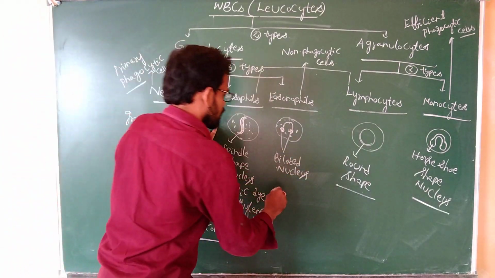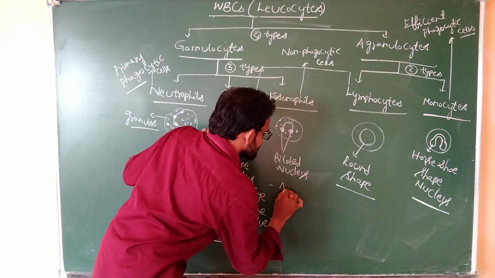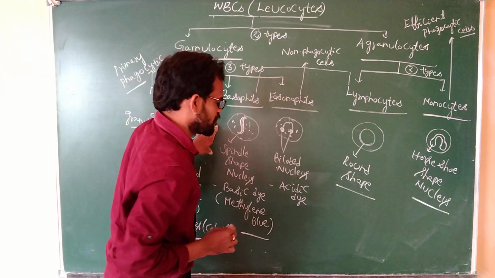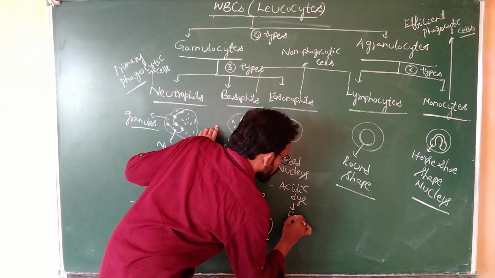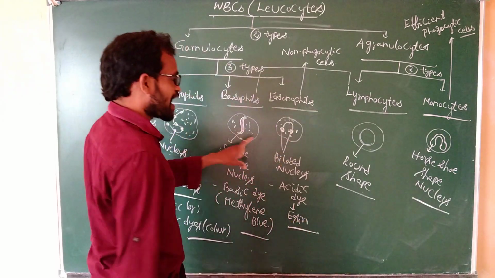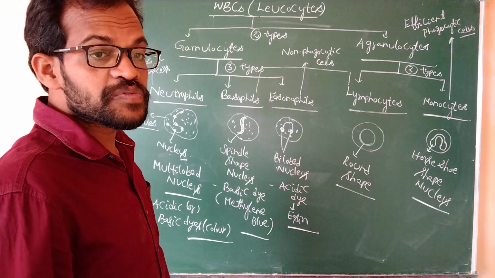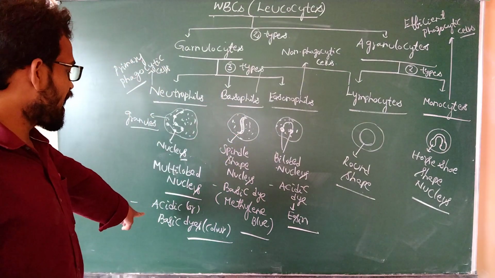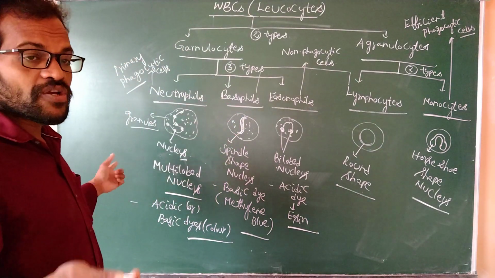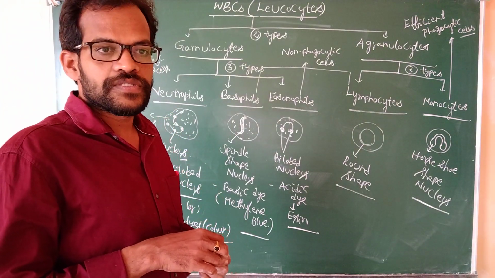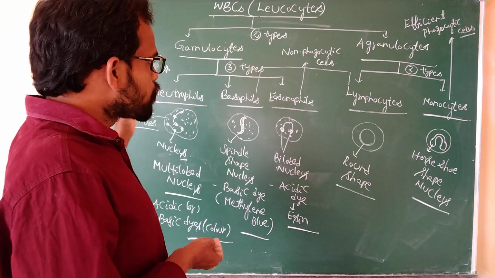For eosinophils you add the acidic dye, eosin. You can observe eosinophils with eosin, and you can observe basophils with methylene blue. For neutrophils, you can add either acidic or basic dye; we do not add both dyes.